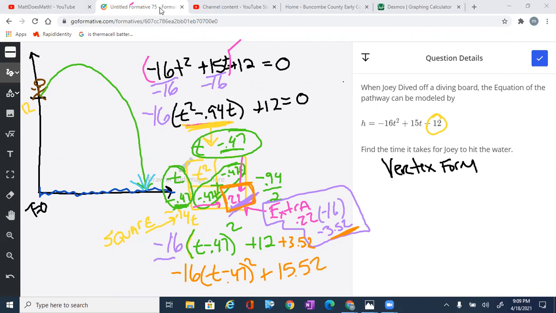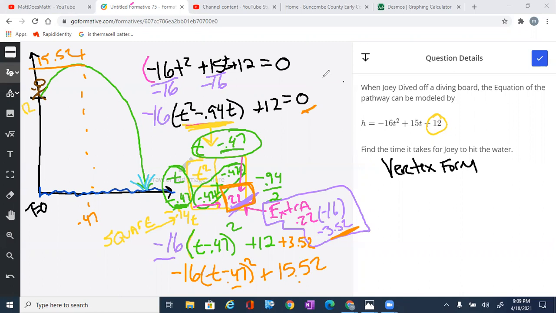Now check it out. What did we get? We got the axis of symmetry, 0.47, and we got the height of 15.52, just out of our equation right there. We're in vertex form, okay? Once we have this, we can actually solve it because we originally set it equal to 0, and when we set it equal to 0, that said we wanted to know when it hit the pool.